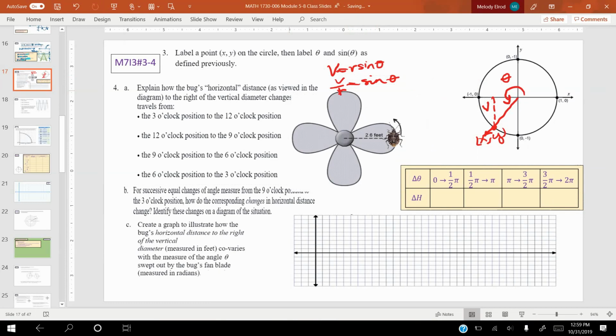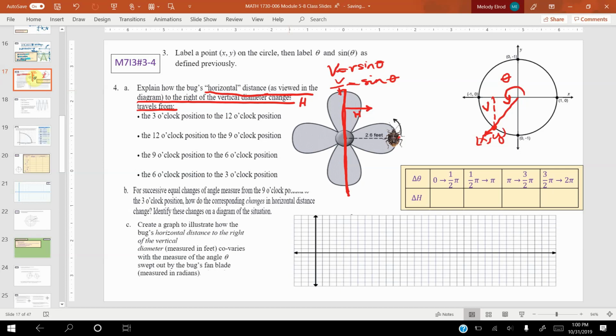So the horizontal distance to the right of the vertical diameter. The vertical diameter is right here. Not very straight, but that'll work. There's our vertical diameter, and the horizontal distance to the right is what we're looking at. We'll call that H. H is the horizontal distance to the right of the vertical diameter. And of course, if we call H the horizontal distance to the right, then all the distances to the left would be negative H values.